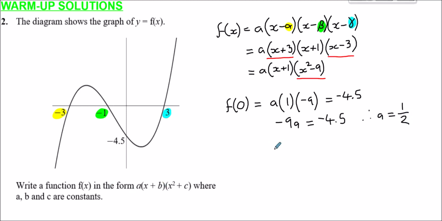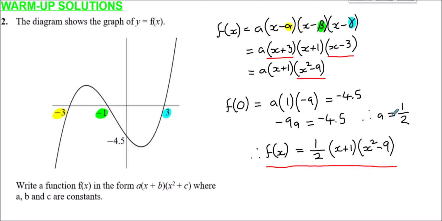Therefore, this function of x, therefore f of x must be a, which is a half, times x plus b, where b is obviously 1, then x squared plus c, and in this case c is minus 9. Well, that's all we need to do for warm-up question 2.